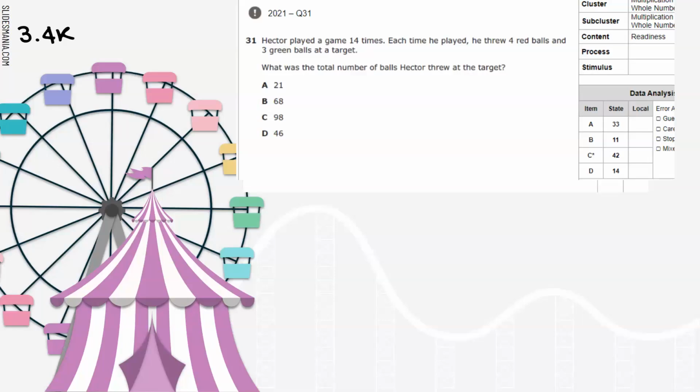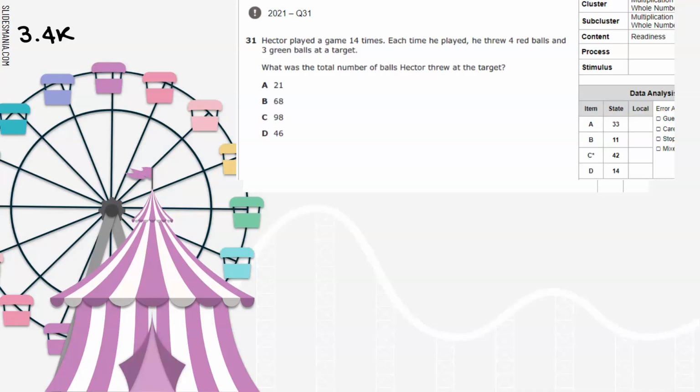So in this question in 2021, Hector played a game 14 times. Each time he played, he threw 4 red balls and 3 green balls at a target. What is the total number of balls Hector threw at the target? And so if we add the red and green balls, we get 7 balls altogether that he throws each time. He played the game 14 times. So we're going to multiply 14 times 7.